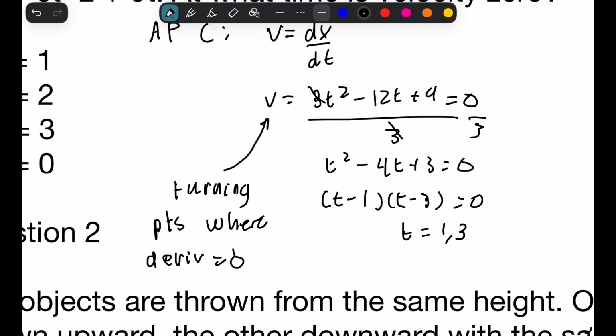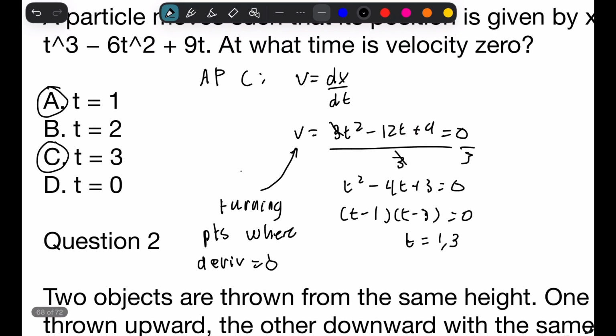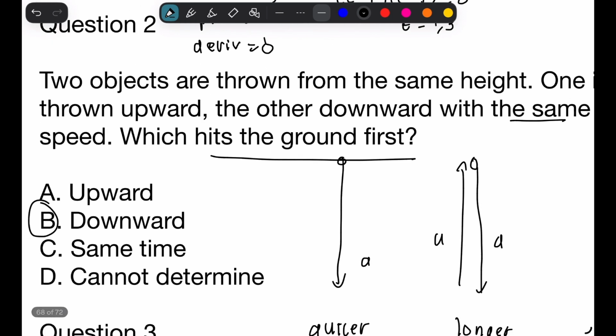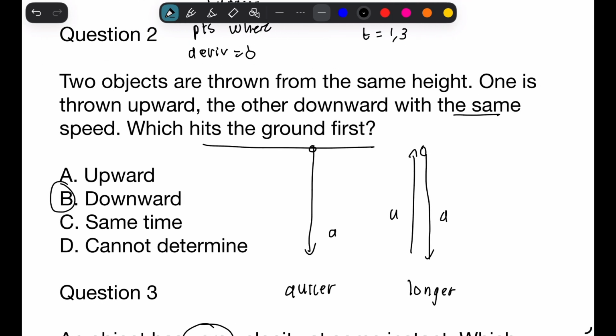That's because the velocity is going to be 0 at your turning points, where the derivative is equal to 0. Now, if you have two objects thrown from the same height, one thrown upward while the other is thrown downward with the same speed, which of them hits the ground first?